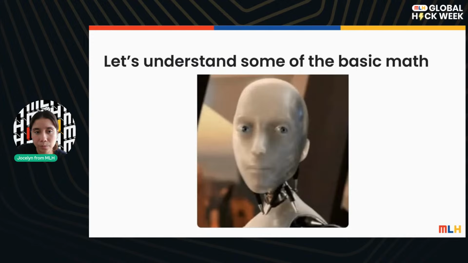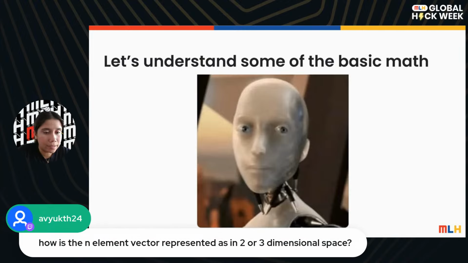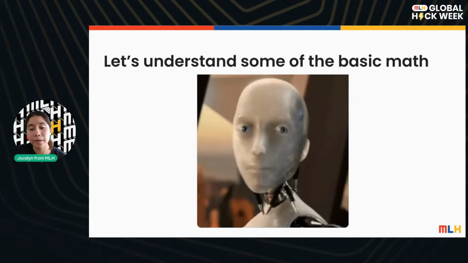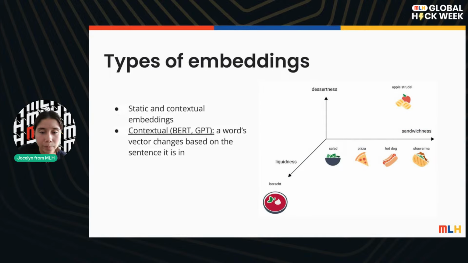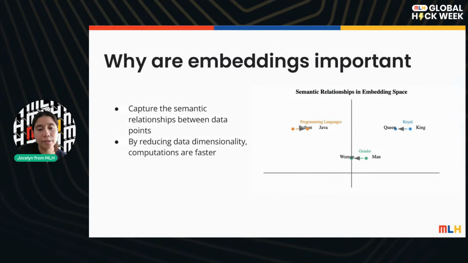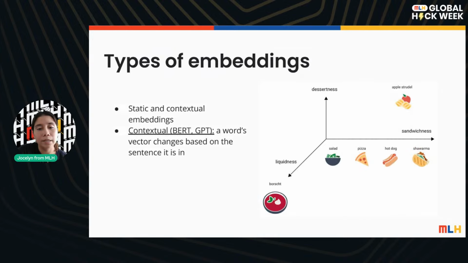Okay, we're going to be understanding some of the basic math that we're going to be seeing here. And we have a question: how is the n element vector represented in 2 or 3-dimensional space? I don't think I'm getting your question. If you would mind rephrasing it so I can understand it. If you mean why this one is 3-dimensional and the other graph that I showed was 2-dimensional, it depends on how many categories you want to map your embeddings to. Let's say I have 4 different mappings, or 5 different mappings. It all depends on that. But if you wouldn't mind rephrasing your question, I might take a look as well.